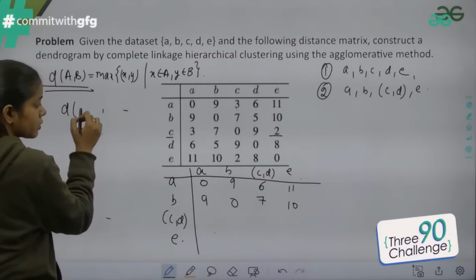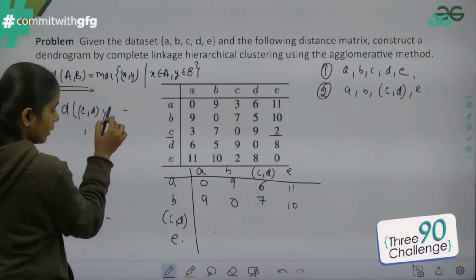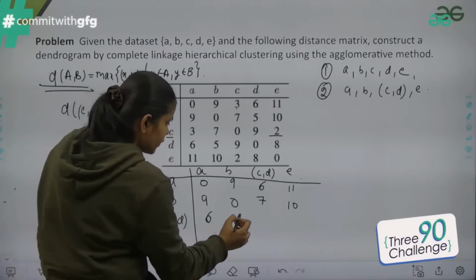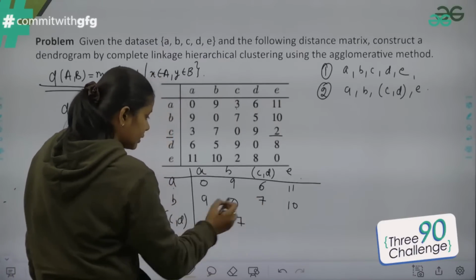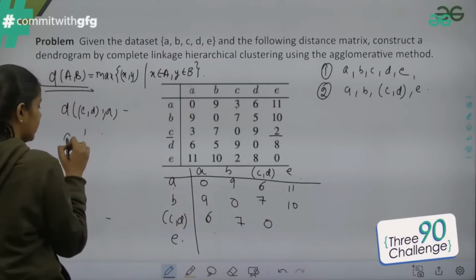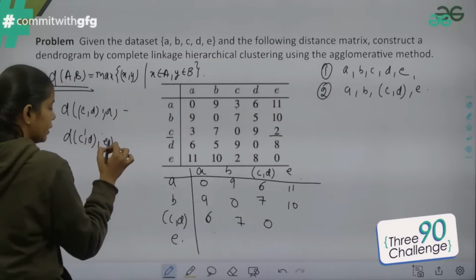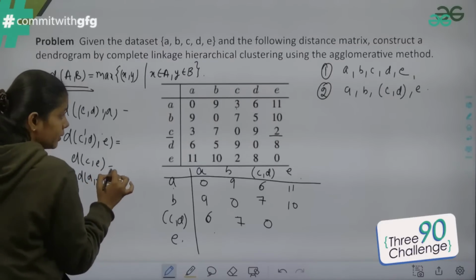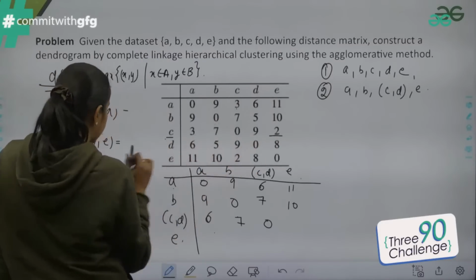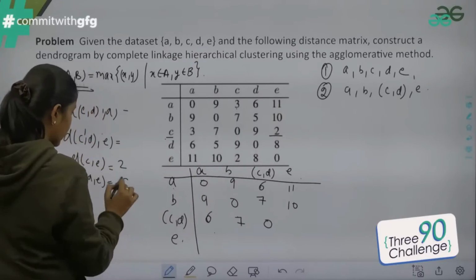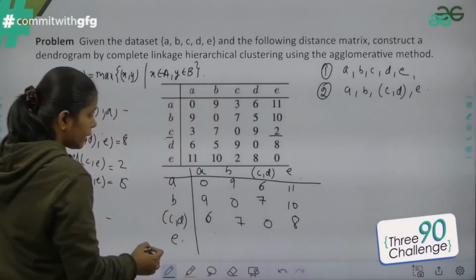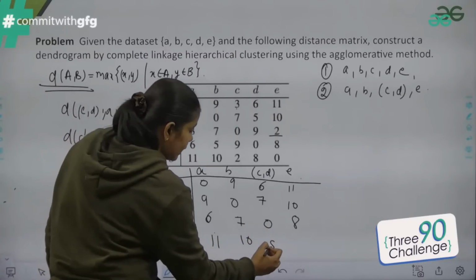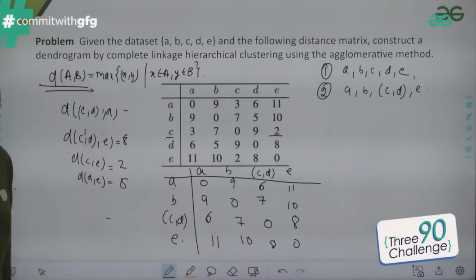Now let's find the distance of C comma D with A. I have already found A with CD or CD with A, so I can write down 6 here. Distance of CD with B, I have already found, 7. Distance of CD with CD is 0. Distance of CD with E: that is the distance of C with E and D with E. C with E is 2. Distance of D with E is 8. So I'll take this distance as 8. Now for E, the distances are 11, 10. Distance of E with CD is 8 and this would be 0. Right, so this is the distance matrix.